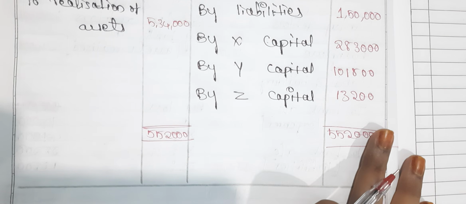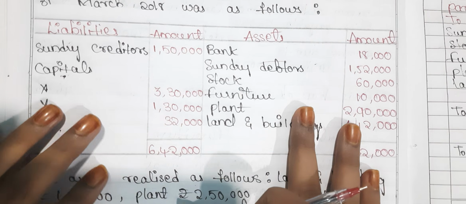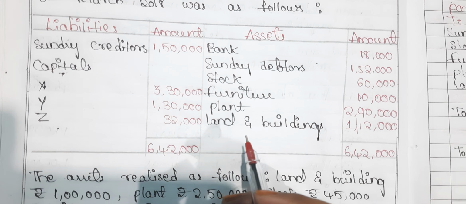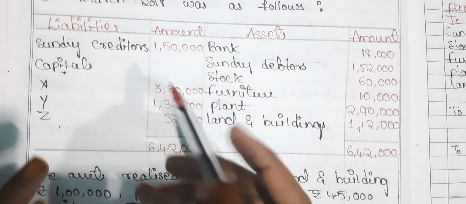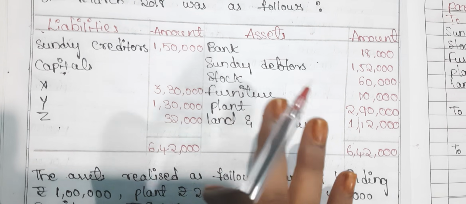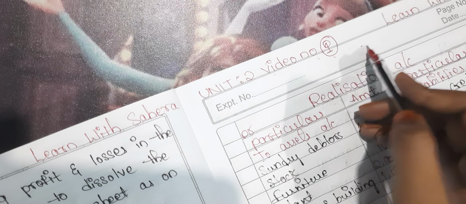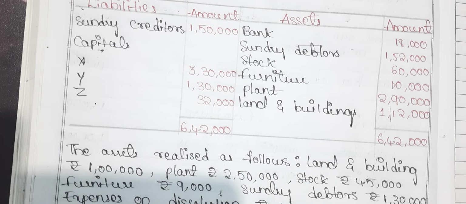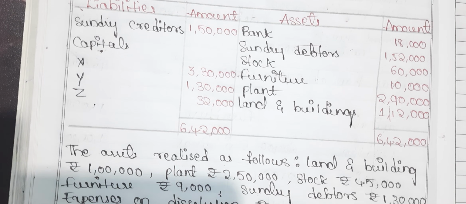Now in the next video we are going to see a problem without balance sheet. Here totally we were dependent on the balance sheet and we have done, but if we don't get the balance sheet in the question, how we need to do, we are going to see in the unit 2 video number 2, the next video.